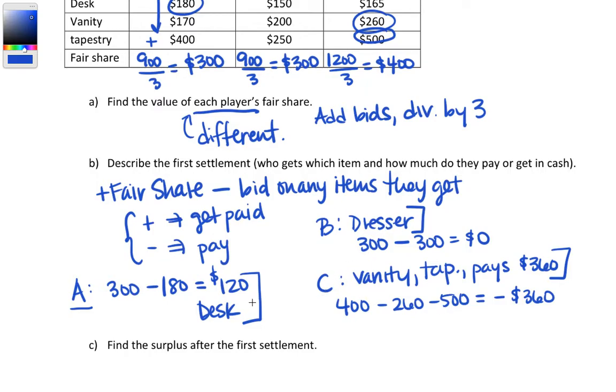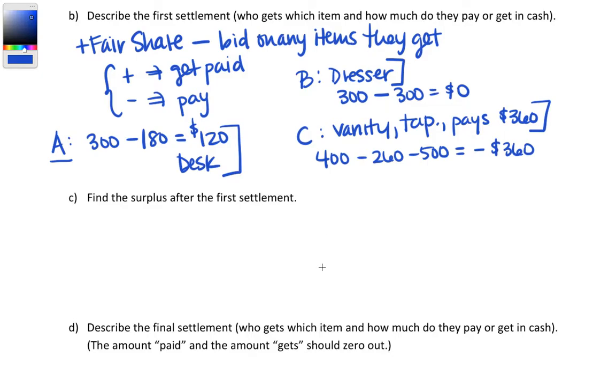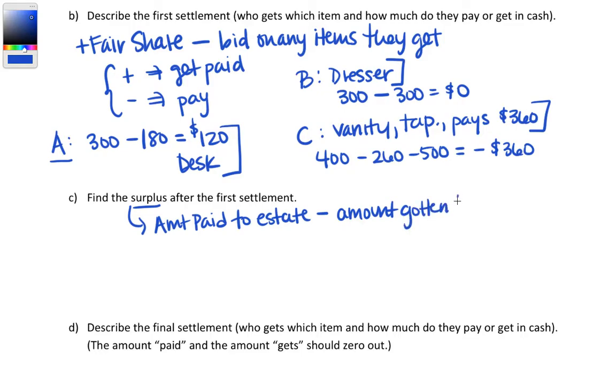We know what each person got item-wise, and then we know what they had to pay or are supposed to get from the estate. Okay, now we want to find the surplus after the first settlement. Our surplus is going to be the amount paid to the estate minus the amount gotten by players.